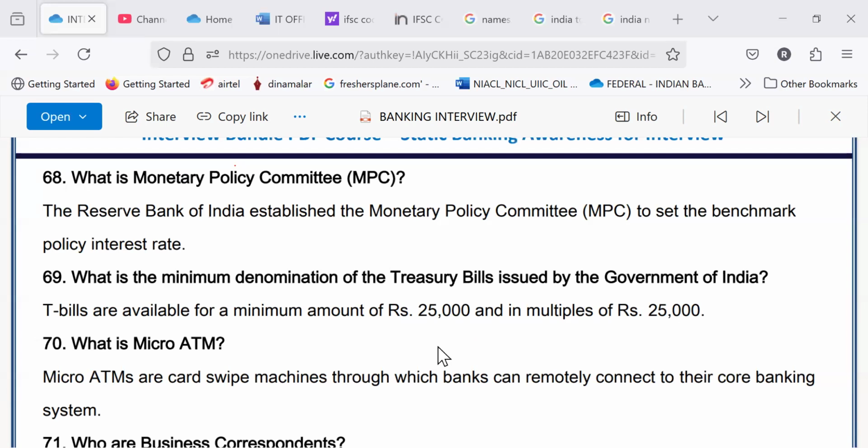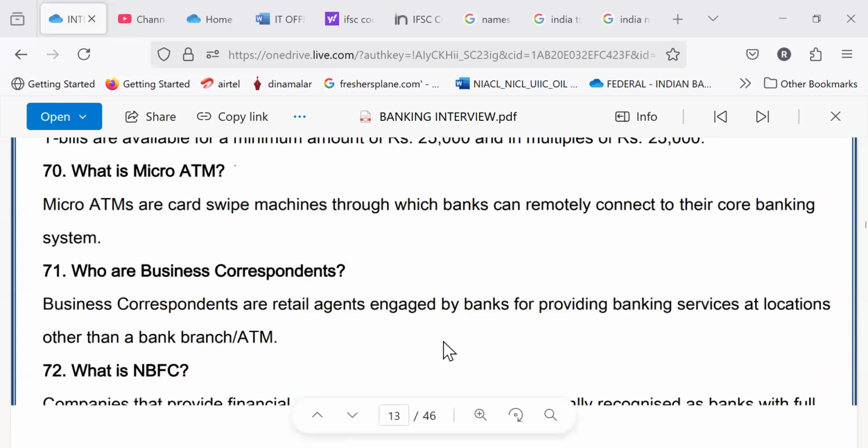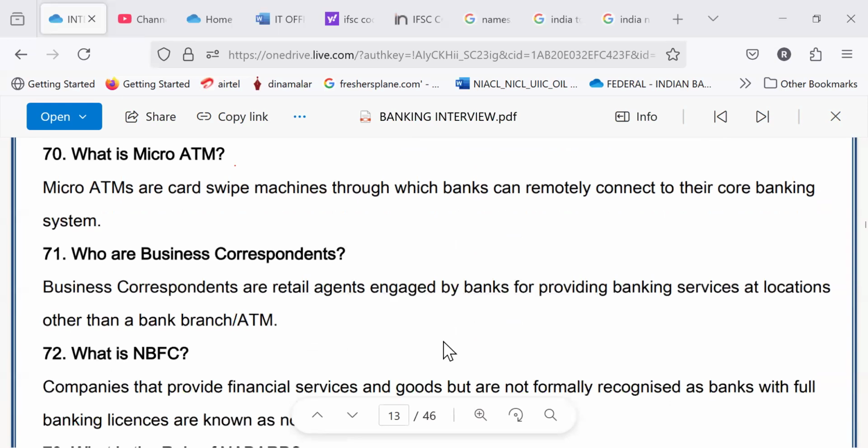Yeah, continue. What is the minimum denomination of the treasury bill issued by the government of India? T-bills are available for a minimum amount of 25,000 and in multiples of 25,000. Continue. What is micro ATM? Micro ATMs are card swipe machines through which banks can remotely connect to their core banking system. Very good. One minute, I'll ask somebody else.